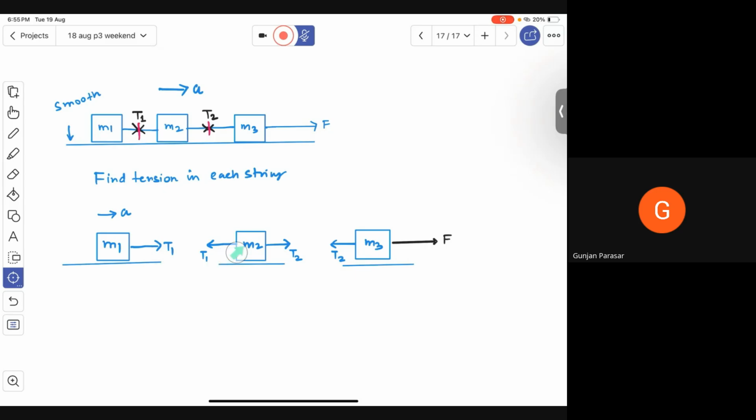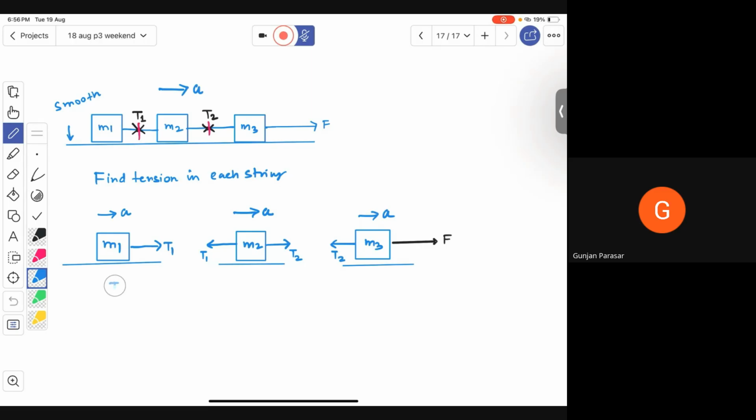Reaction. M2 is being pulled backward, but still M2 is able to go with the acceleration A. That means there must be a force pulling it forward. What can it be? T2, the tension T2. So its reaction on M3 is backward. So even if you don't know the behavior of the tension forces, you don't have to know it to draw the FBD in this case as well.